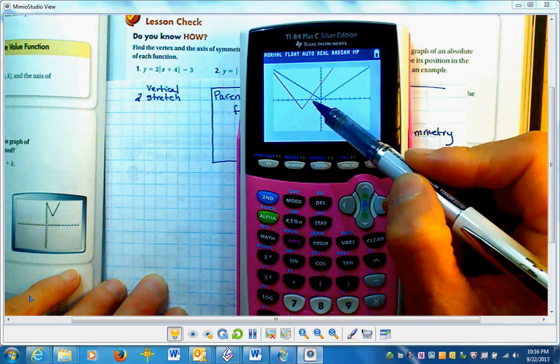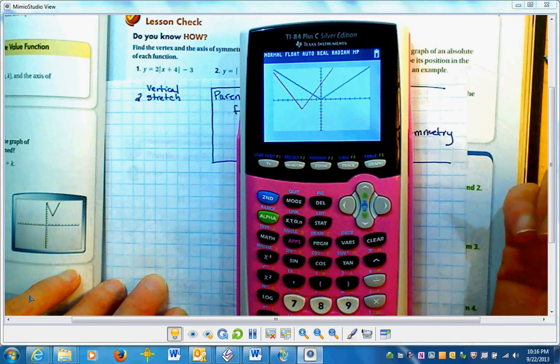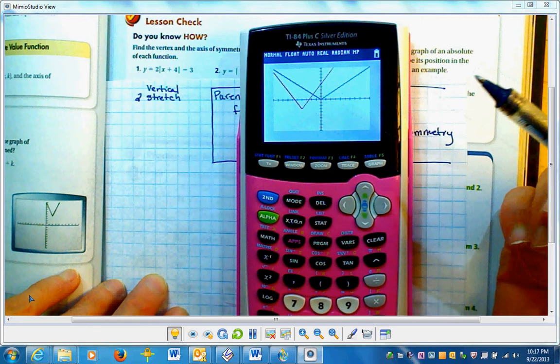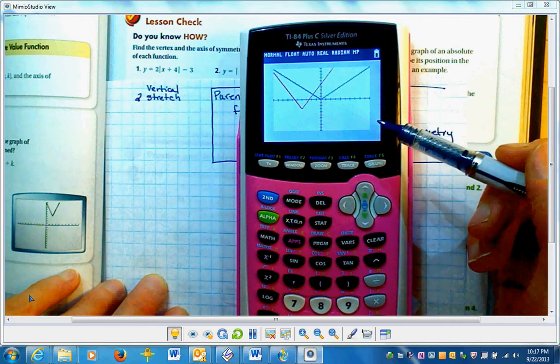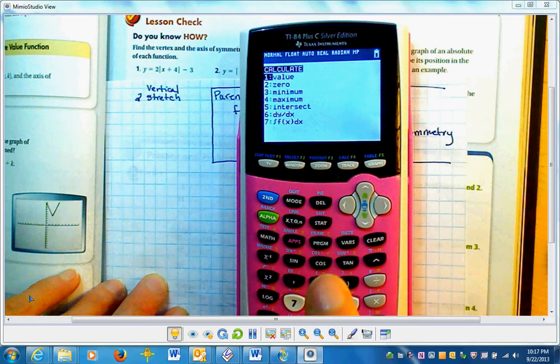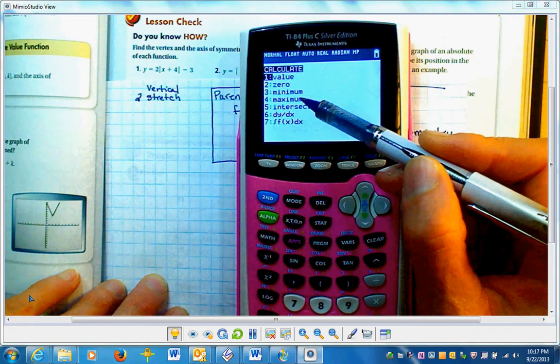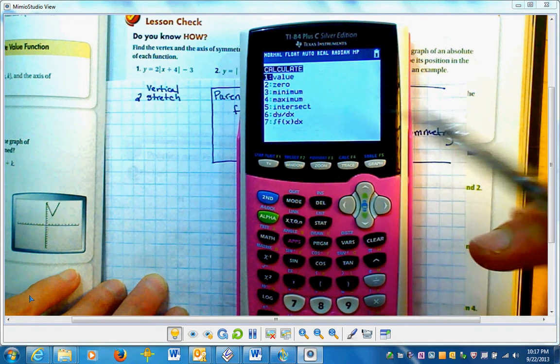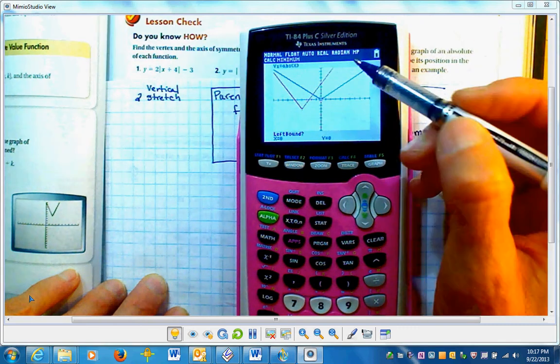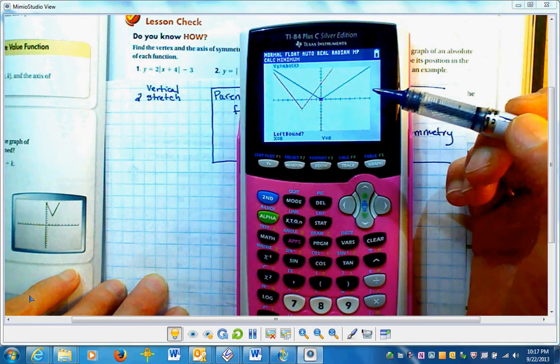Well, I could kind of look at the tick marks, but I'm going to show you another way, because you're going to need to know this technique when we talk about quadratics and the minimum and maximum. So we're going to find this vertex. We're going to let the calculator do it for us. So we're going to do second calc, and we're going to do what's called the minimum, because that V was at the very bottom. This V is at the very bottom. So that's the minimum point.